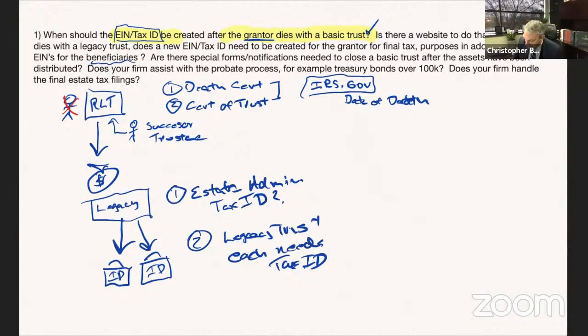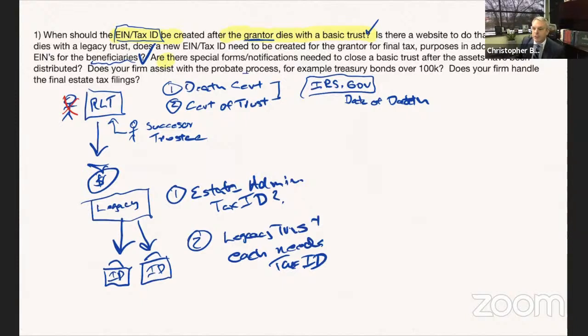Are there any special forms needed to close a basic trust after assets have been distributed? So that's done. Are there special forms or notifications needed to close a basic trust after the assets have been distributed? No, closing a trust, there's nothing that really needs to be done.